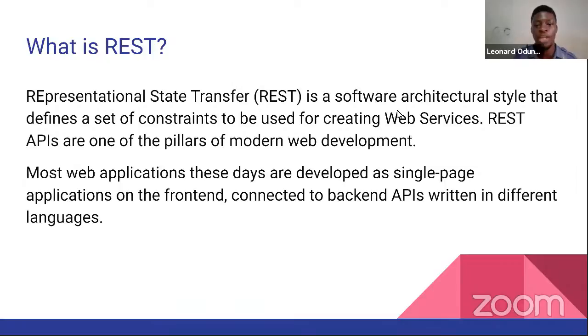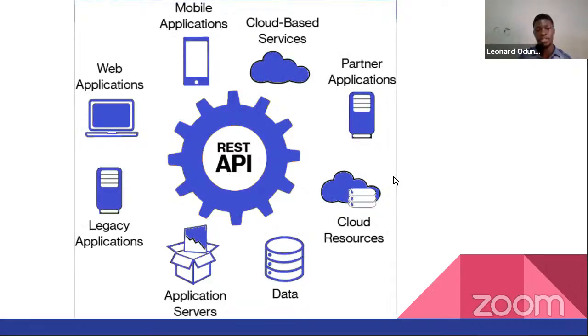So in this diagram, you can see different types of applications of RESTful APIs. They are used for web applications, mobile applications, cloud-based services, partner applications, cloud resources, legacy applications, and so much more.